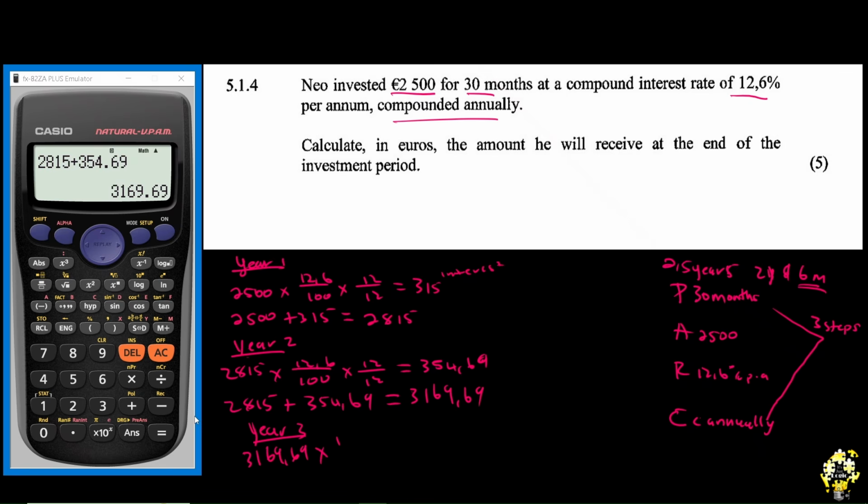So you are supposed to say that 3,169.69 multiplied by 6 over 100 multiplied by 12 over 12, multiplied by 6, because that's what's remaining, over 12. If it was 8, it was going to be 8 over 12. If it was 11, it was going to be 11 over 12, because you have to account for that part that is there.